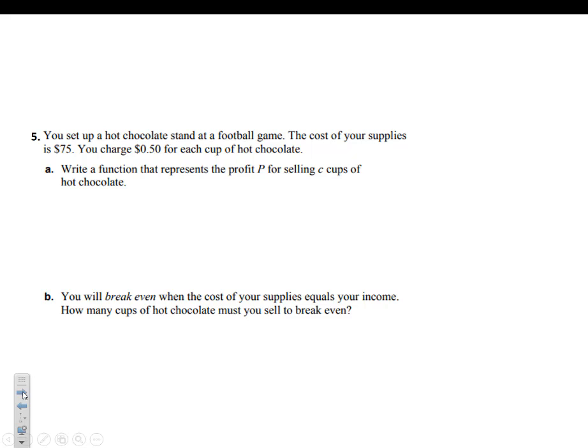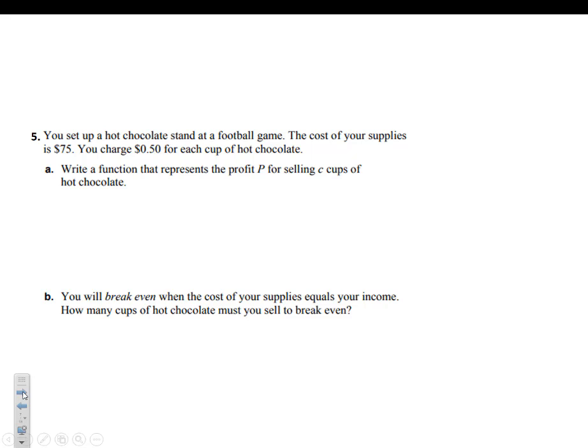So it says you set up a hot chocolate stand at a football game. The cost of your supplies is $75. You charge 50 cents for each cup of hot chocolate. Part A says write a function that represents the profit P for selling C cups of hot chocolate.